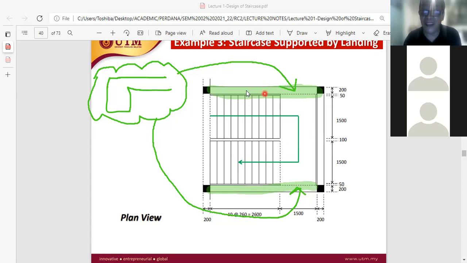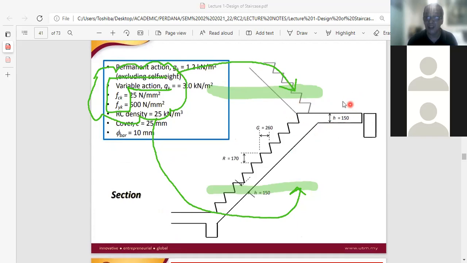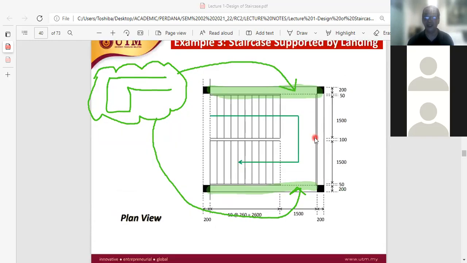So bermakna that is how we come to the conclusion yang the landing now is the main support for this staircase on one side, pada satu hujung. Okay, pada hujung sebelah sini, now this landing is acting sebagai penyokong untuk tangga di sini dan penyokong untuk tangga sini at this location. Okay. So itu yang we can come up with this rumusan, conclusion from this example, from this sketch given.